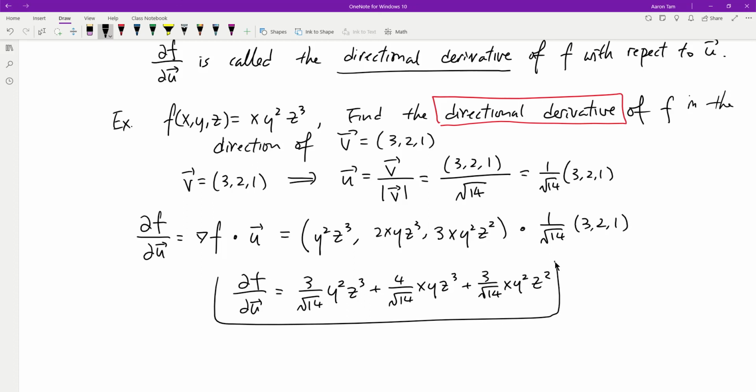That is a directional derivative because of the fact that we have a length 1. And if I ask for a directional derivative of this function in this given direction 3, 2, 1, everyone will have the same answer, because the unit vector would all be the same.